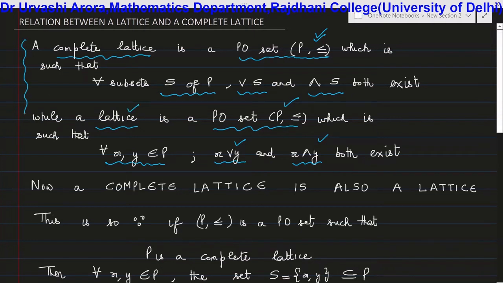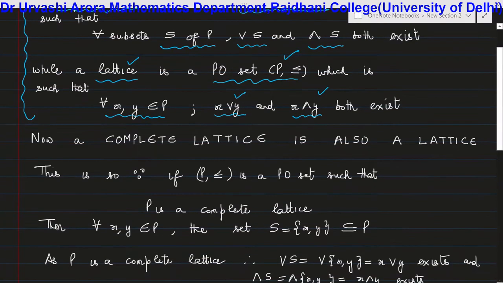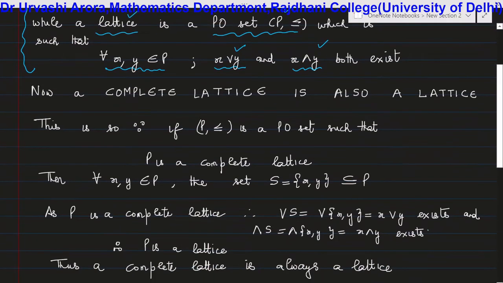As I already said, since these definitions have been discussed in details along with the examples in my earlier videos, if one is interested in knowing more about lattice and complete lattice, you can go and refer to those videos. But in this particular lecture, I am going to discuss what is the relation between the two. What is the relation between a complete lattice and a lattice?